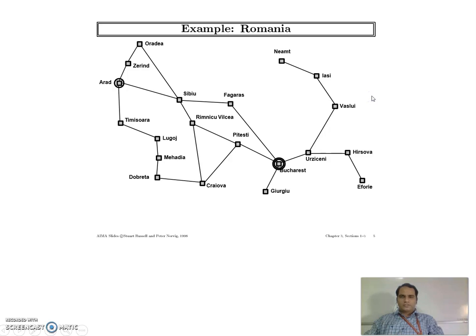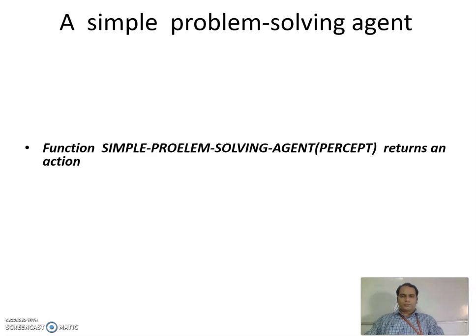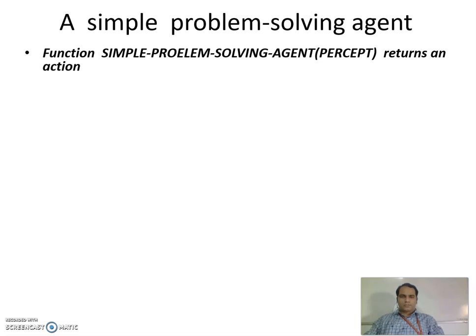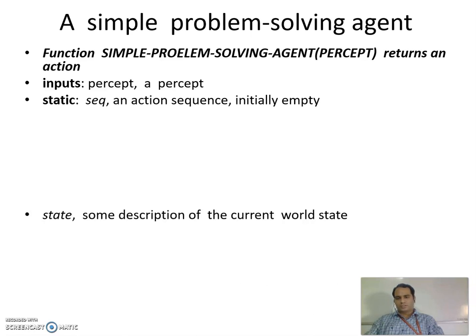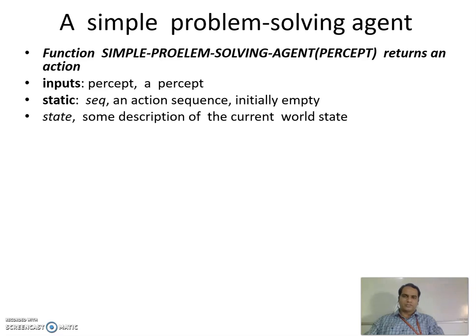In the previous session, we were discussing something related to this Romania map, and we have discussed a small function also, a simple problem solving agent. The simple problem solving agent takes a percept and returns an action. Percept is the input and seq is a sequence that initially would be empty, and the agent has to formulate that sequence, identify the sequence of actions which will lead to the goal state.